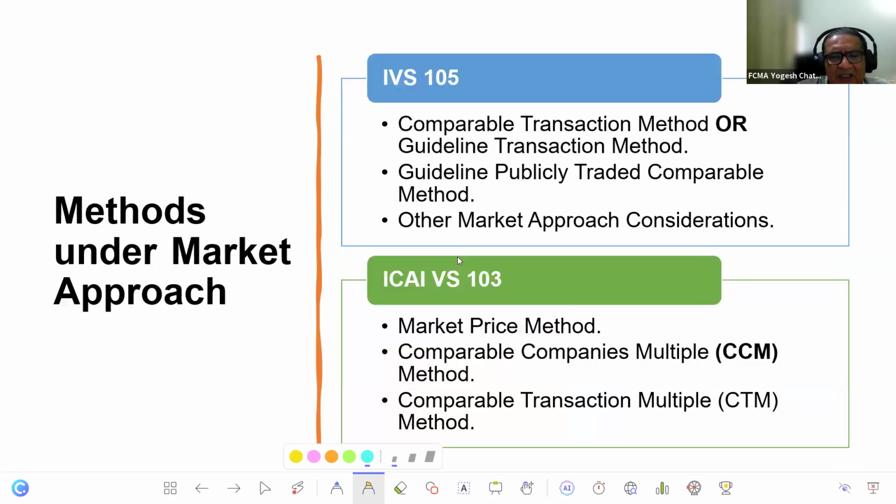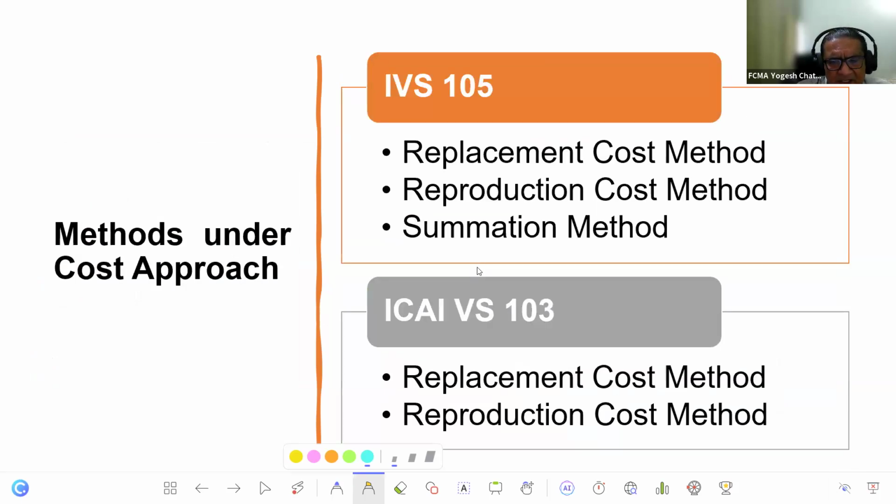So equal utility. A buyer will pay no more for an asset than the cost to obtain an asset of equal utility. So if we go to the fundamental economic principle behind the cost approach, let me take you there.